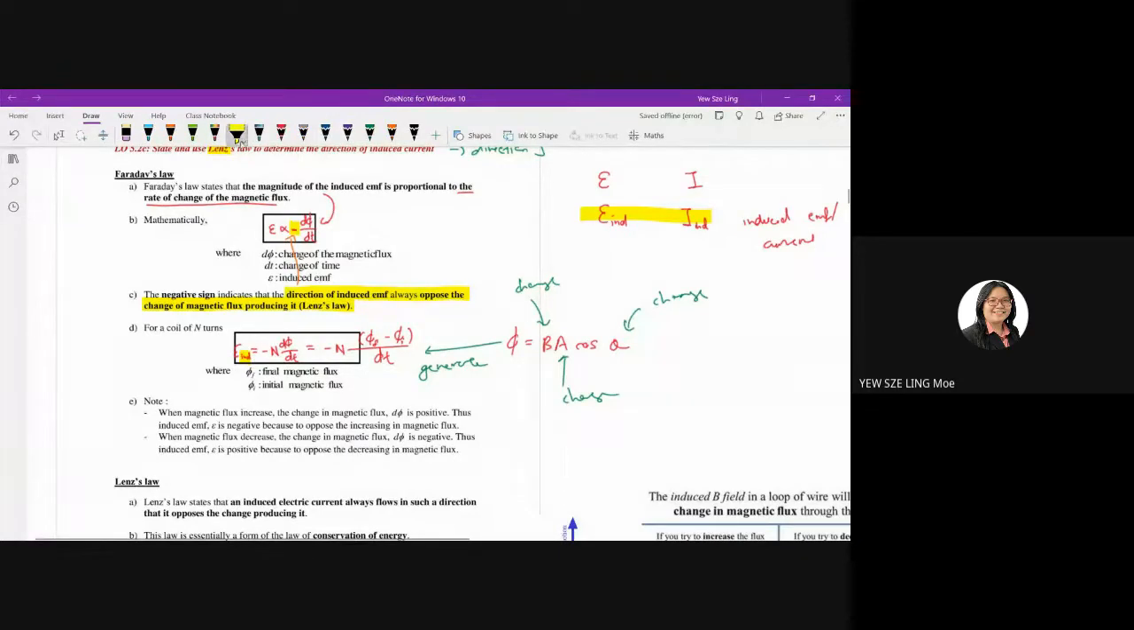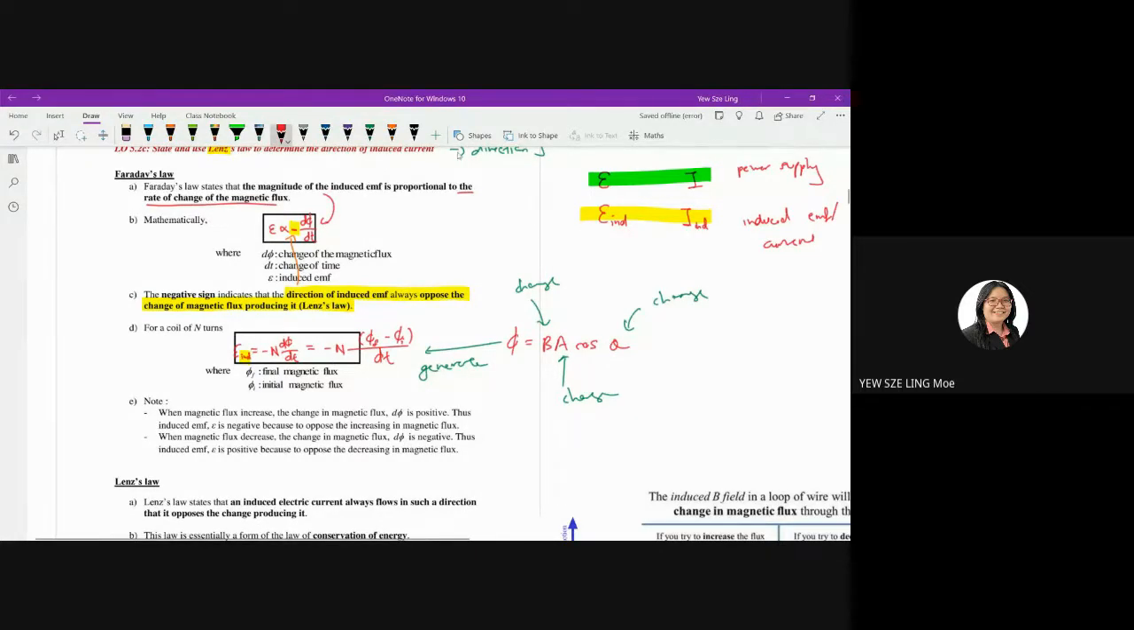And then this set of information is coming from your power supply. So kamu ada dua set punya maklumat, dua set punya EMF dan I. EMF and I. So you have to know which one is coming from which part, which component. So when you read the questions, make sure you know how to distinguish which one belongs to the induced set, which one belongs to the normal set, the power supply set.